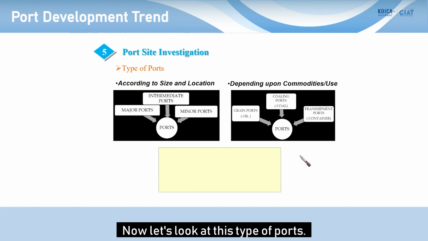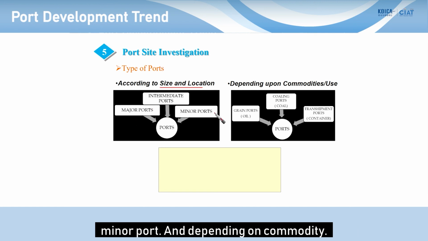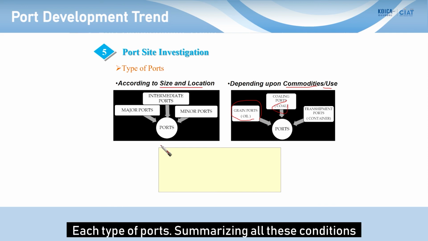Let's look at types of port. These are types of port according to size and location: a major port, intermediate port, a minor port. And depending on commodities and the use of port, grain port, oil port, coal port, or transshipment port. These are the types of port.